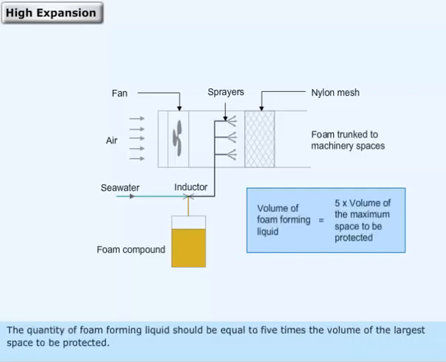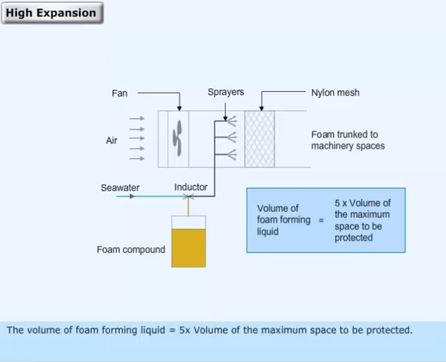The quantity of foam forming liquid should be equal to 5 times the volume of the largest space to be protected. The volume of foam forming liquid equals 5 times volume of the maximum space to be protected. High expansion foam is suitable for fighting fires in enclosed spaces.